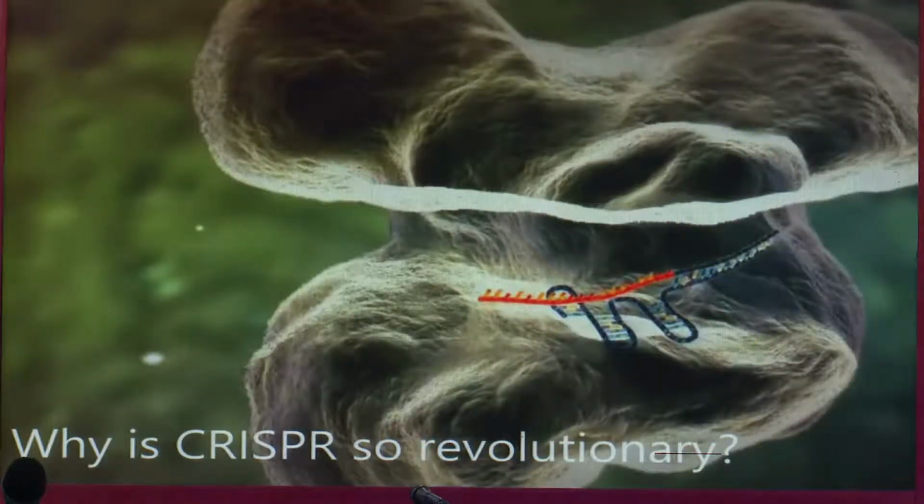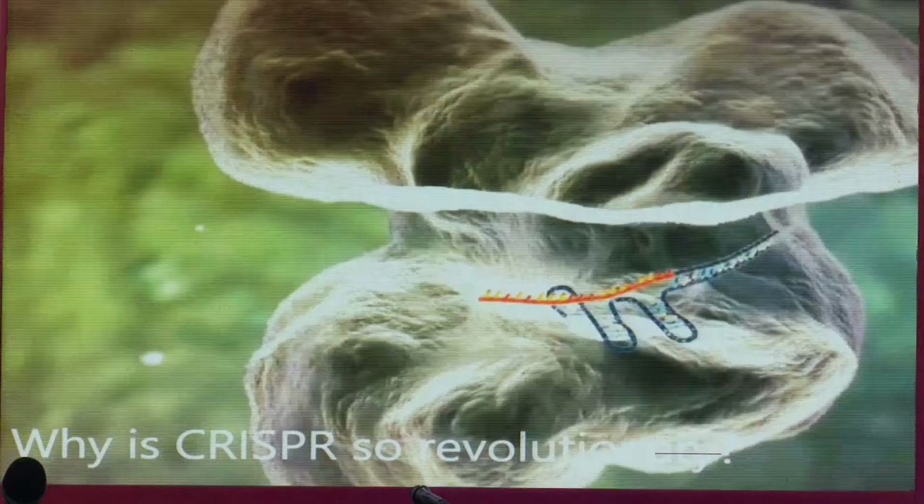So why is CRISPR so revolutionary? It is because it can be used to target any gene. It is customizable. The only change required is the change of the guide RNA. And it is possible to store all the CRISPR RNAs in a library, in a genomic library.